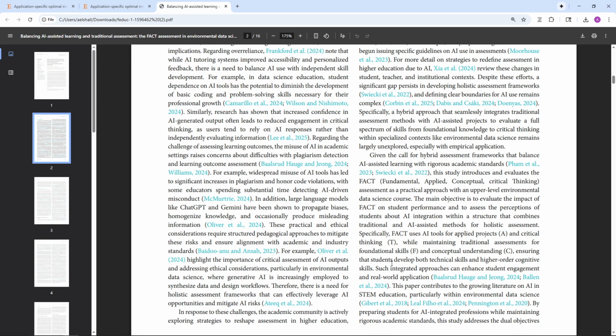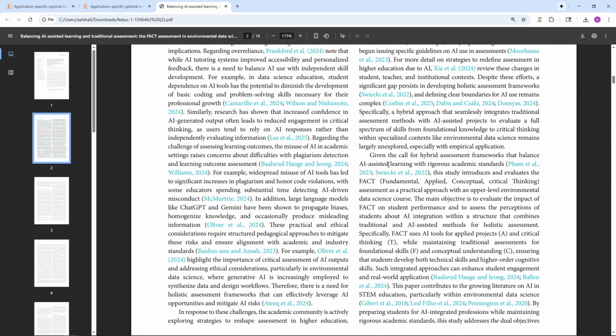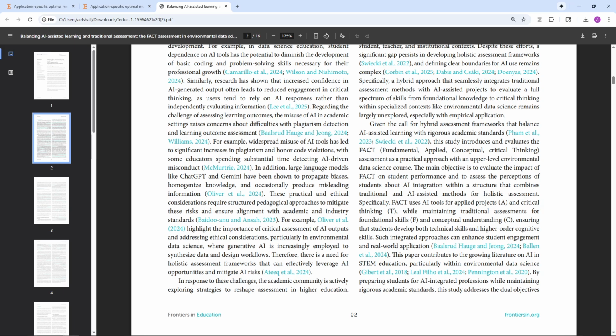We are introducing a new assessment method, and that's what this paragraph is about. So this paragraph here is about what other instructors and universities have done, like new assessment methods. And here we are introducing our new assessment method, which is called FACT. FACT means fundamental, applied, conceptual, and critical thinking. So basically, that's how we want to design assessment to assess all these skills for a student.